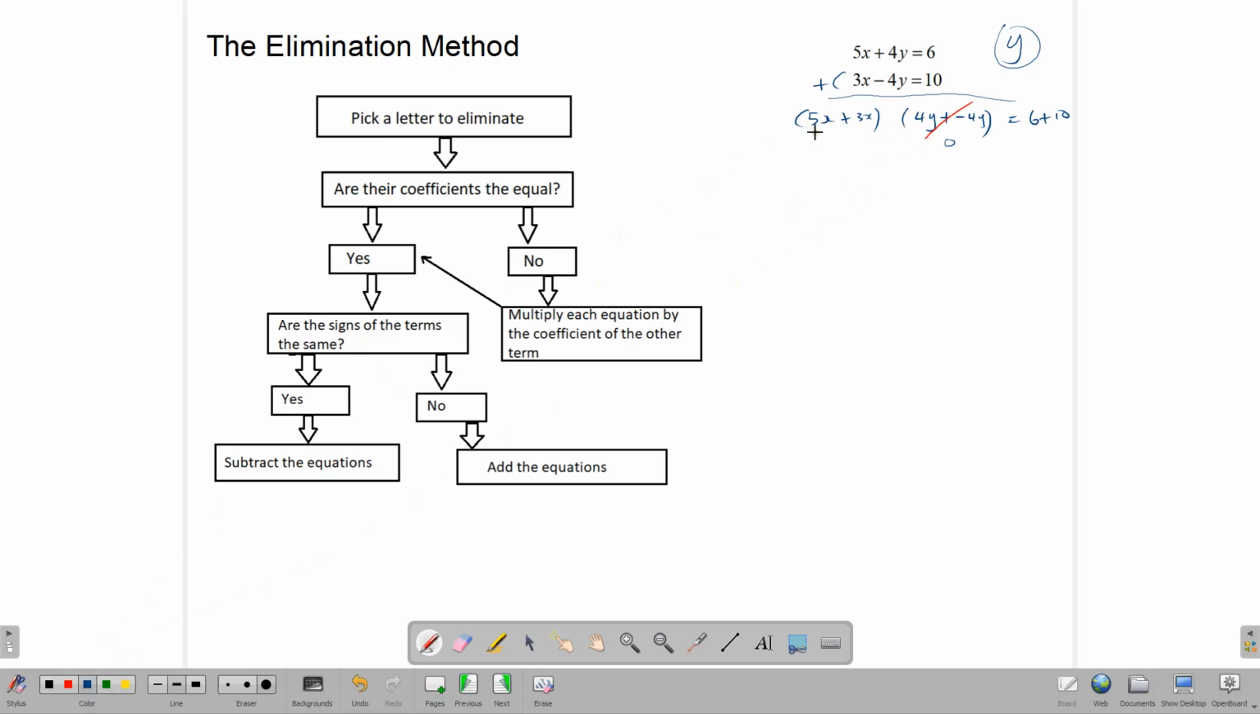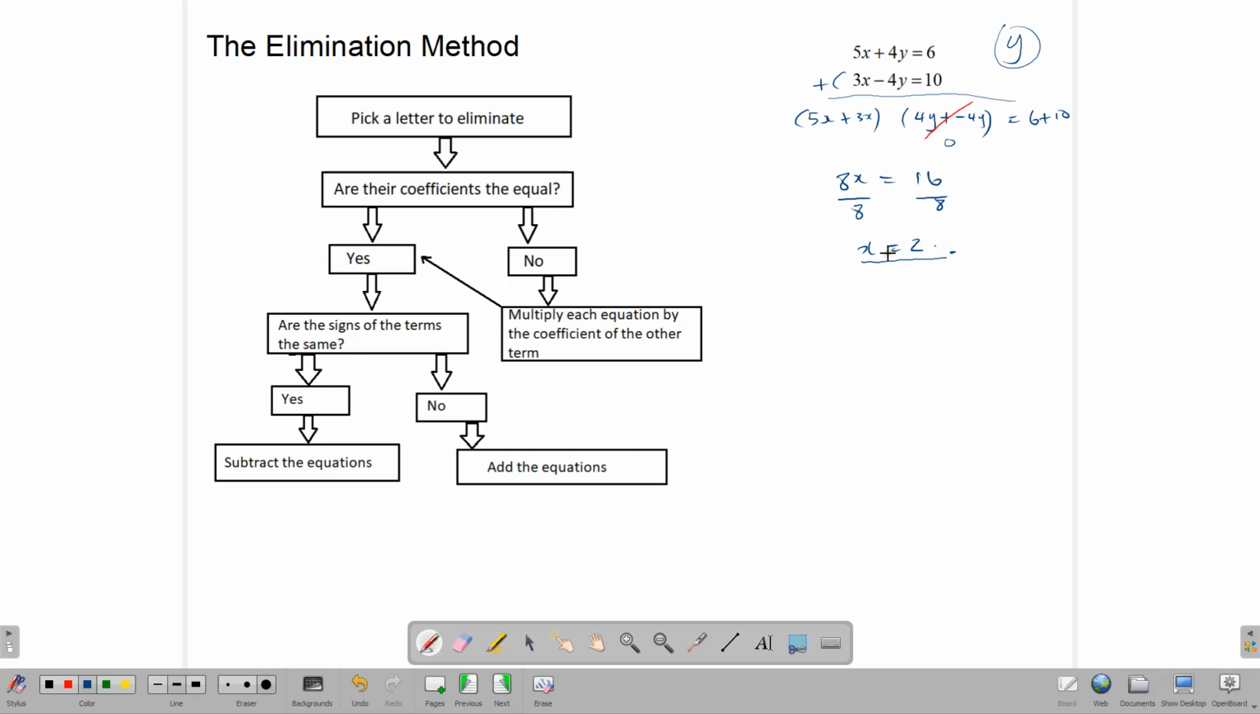What we have left are the x terms. So we add both. 5x plus 3x gives us 8x, and the numbers 6 plus 10 gives us 16. We can now divide both sides by 8, and we get an answer of x equal 2. Now notice that a simultaneous equation has two letters, x and y, which means that you need to find answers for both letters. So we have our x value. Our x value is 2. Now we must find our y value.